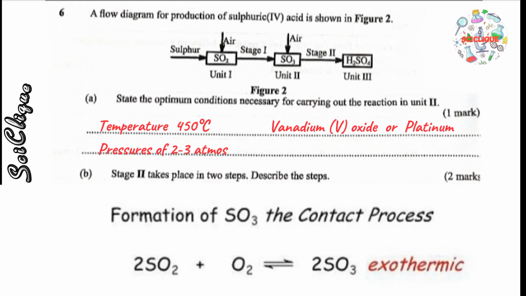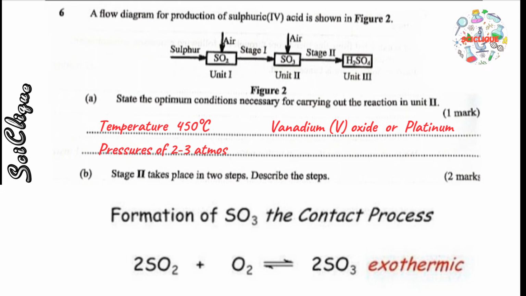The reason for this is that the reaction of sulfur 4 oxide with oxygen, leading to the formation of sulfur 6 oxide, is exothermic. It leads to the production of heat energy. Exothermic reactions work best under low temperatures. Now, in case you're wondering why we aren't employing low temperatures in this case, it's because at low temperatures the reaction is going to be very slow. So, a compromise is reached at around 450 degrees Celsius.